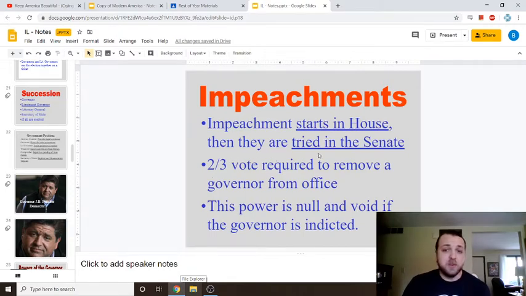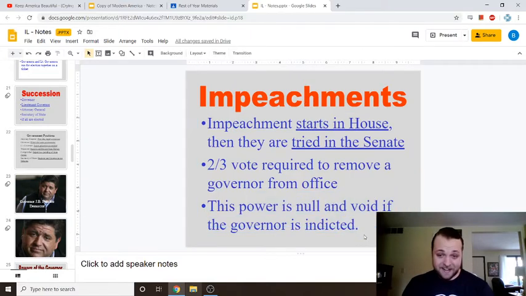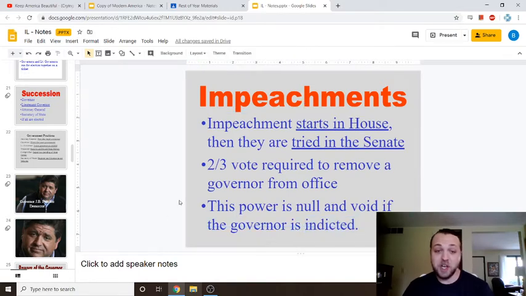A 2/3 vote is required to remove a governor from office. It's happened several times in Illinois' history. We got a lot of governors that have committed a lot of crimes, unfortunately. Blagojevich isn't the only one. This power is null and void if the governor is indicted, as in if they're charged by the federal government of some crime, which was the case with Rod Blagojevich. So they did, I believe, fully impeach him and find him guilty, but then he was also federally indicted and served time in jail for breaking the law.